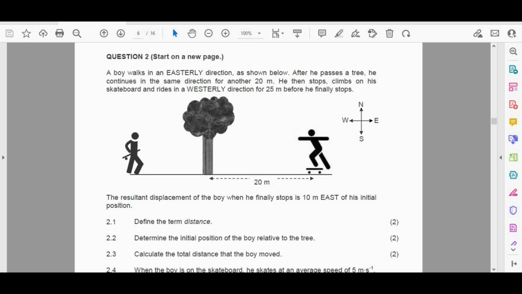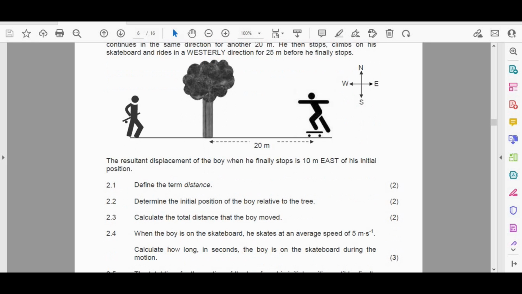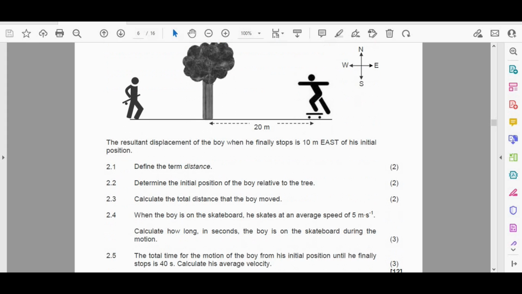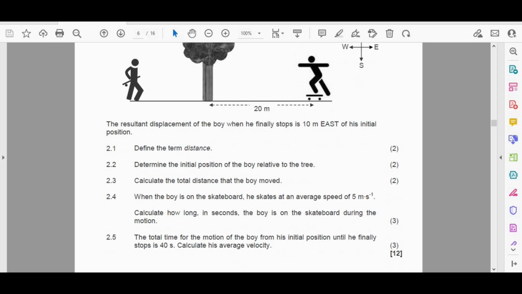2.2. Determine the initial position of the boy relative to the tree. 2.3. Calculate the total distance that the boy moved. And when the boy is on the skateboard, he skates at an average speed of 5 meters per second. 2.4. Calculate how long in seconds the boy is on his skateboard during the motion. And 2.5, the total time for the motion of the boy from his initial position until he finally stops is 40 seconds. Calculate his average velocity.